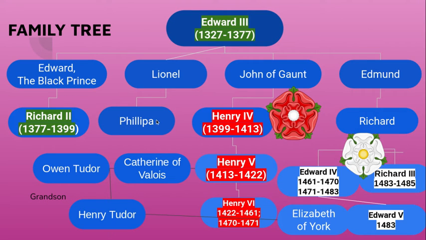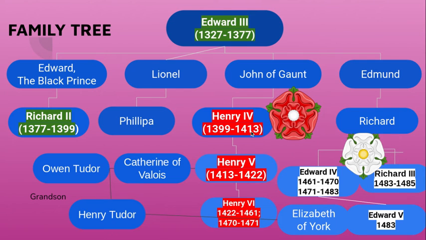Even though his cousin, Phillipa, had a son and a grandson who were actually the grandparents of Edward IV and Richard, the son of Richard of York, but we'll get into that later. Henry IV was the illegitimate king, and he had a younger sister named Margaret Beaufort who had a descendant, but we'll get into that later.